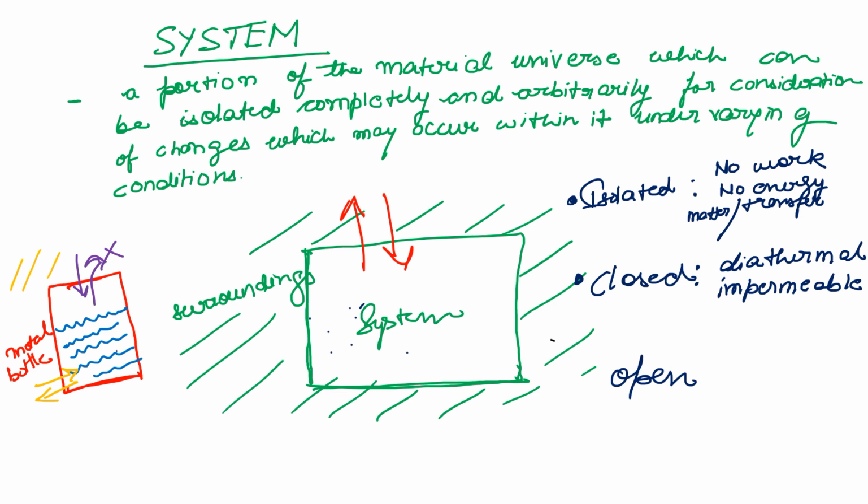It's a closed system. Similarly, what's an adiabatic system? Now, when we say adiabatic, it means that the heat is conserved. In an adiabatic system, a best example is an insulated water bottle.